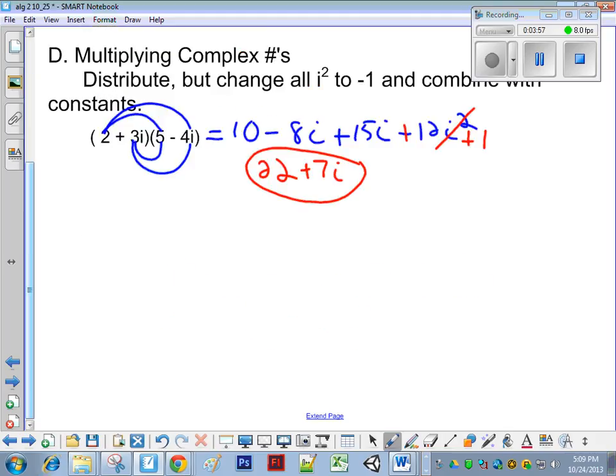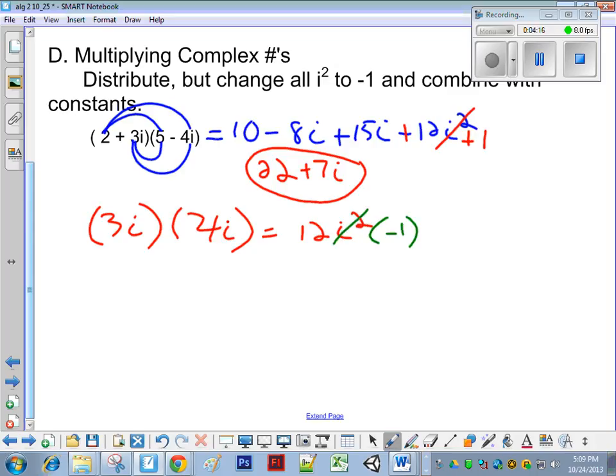Now, I could multiply something like this: 3i times, let's say, 4i. If I just multiply that group, we'll have 3 times 4, or 12. i times i is i squared. i squared will give me a -1. So it's basically like saying 12 times -1. So that solution would be -12.